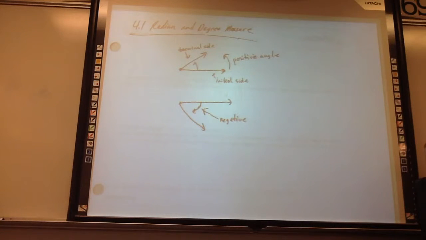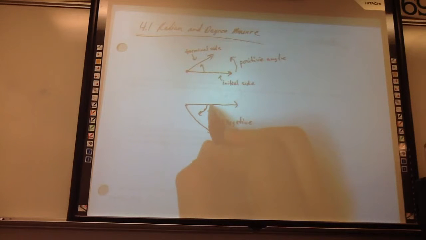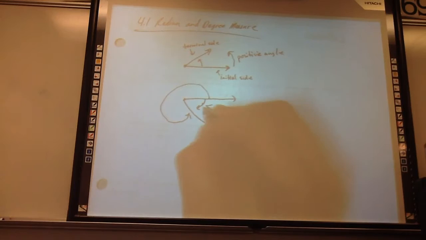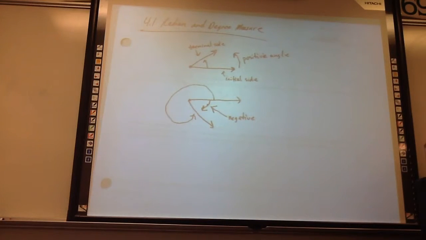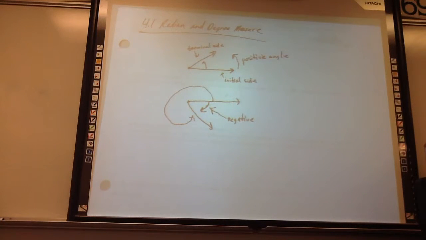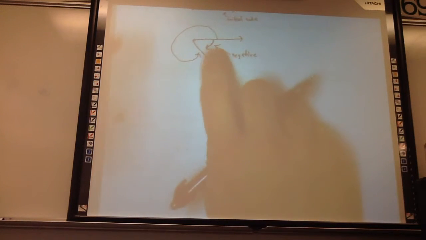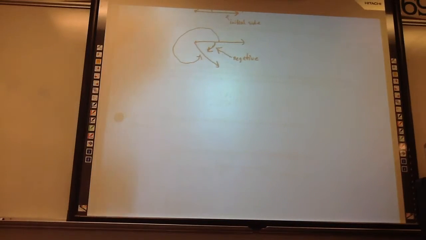The confusing part is, what if I start here and go all the way around to right here? That would be a positive angle. It would be negative if I go this way. Are those arrows always going to be there? Yes, so you can see whether it's positive or negative. Alright, let's talk about what a radian is, because then we'll start saying how big an angle is. We'll start measuring them, not with a protractor, but you'll see.